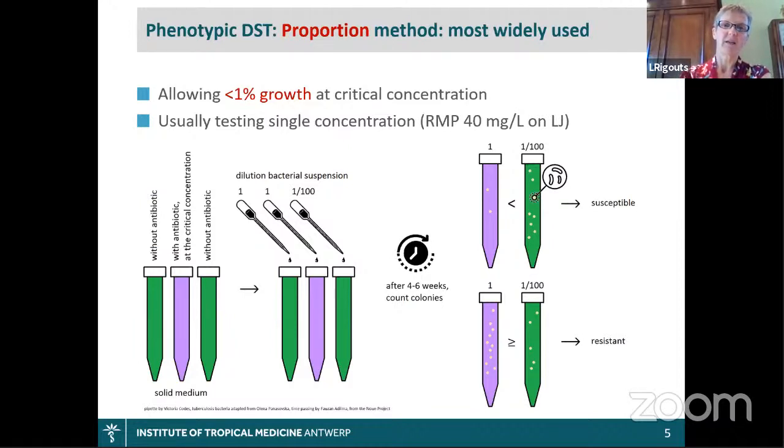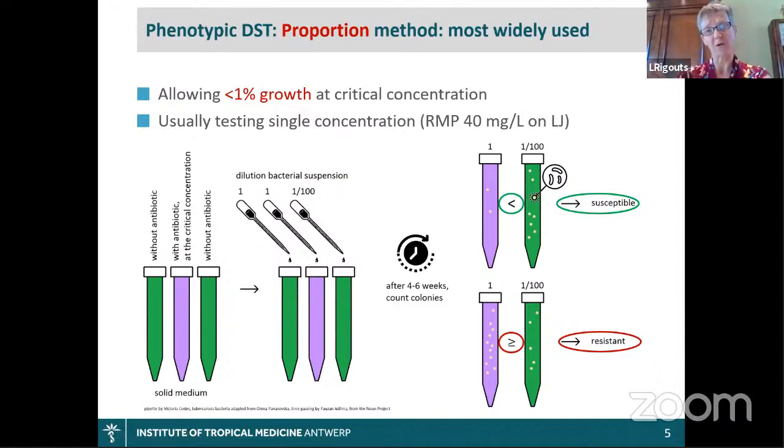proportion method. And this method allows growth of less than 1% of the bacilli at a given critical concentration. And usually there is only one concentration tested, like for rifampicin, this is 40 microgram per milliliter on Löwenstein-Jensen medium. And I'm sure you're all acquainted with this methodology in which you inoculate your slope and an antibiotic-containing slope and a control slope with a 1 in 100 dilution. So you can see if there is less or more growth to define whether your strain is susceptible or resistant.